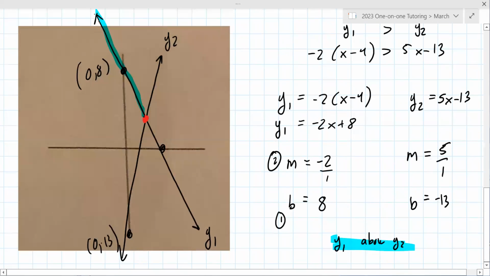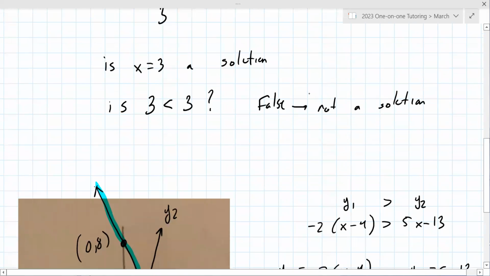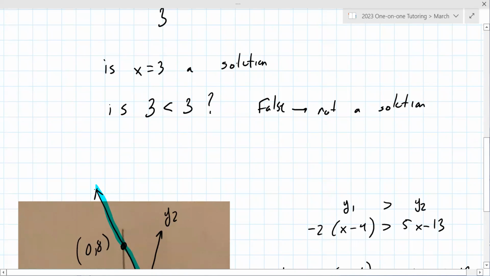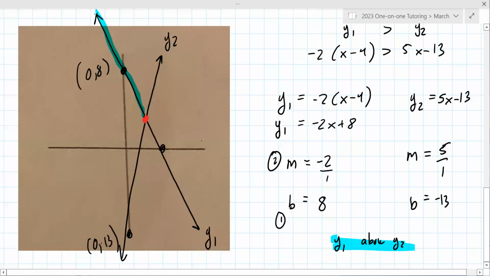And is it a solution? The blue is the solution. Is 3 a solution? We did that already. I asked you, is 3 less than 3? And you said, no, it is not a solution. And then the solutions y1 and y2. The solution is where y1 is above y2, where this line on the left is above this line on the right. y1 is above y2. That's what the greater than means. Okay.